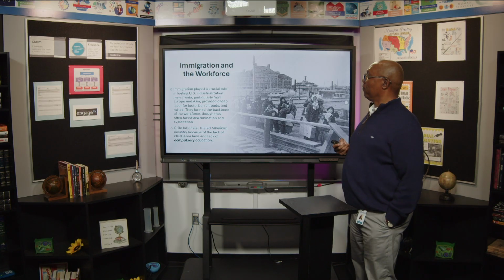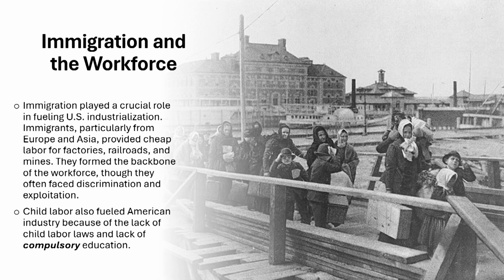Immigration and the workforce. Immigration played a crucial role in fueling U.S. industrialization. Immigrants, particularly from Europe and Asia, provided cheap labor for factories, railroads, and mines. They formed the backbone of the workforce, though they often faced discrimination and exploitation. Child labor also fueled American industry because of the lack of child labor laws and the lack of compulsory education.